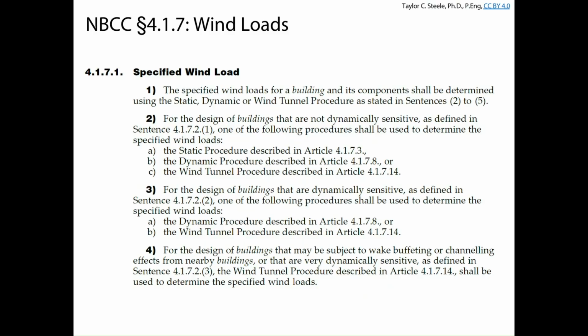So basically, the first thing in our brains for this course should be asking: is our structure not dynamically sensitive? If it is not, we can proceed with the static procedure. If it's dynamically sensitive, we use the dynamic procedure. If it's very, very dynamically sensitive, we can't use any methods of calculation. We have to send this off to a wind tunnel specialist. They're going to build a model of the structure, blow wind at it and see what that looks like.